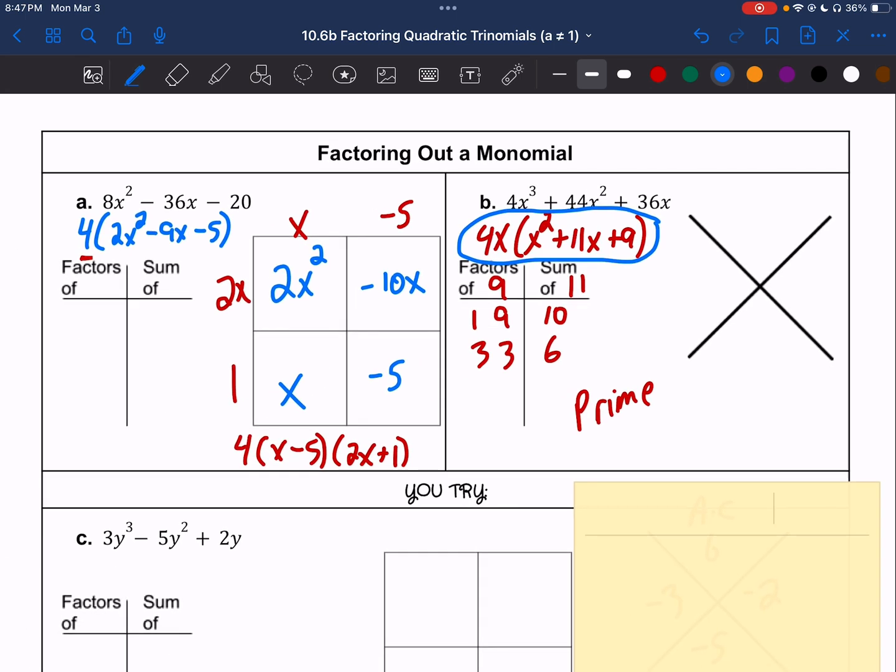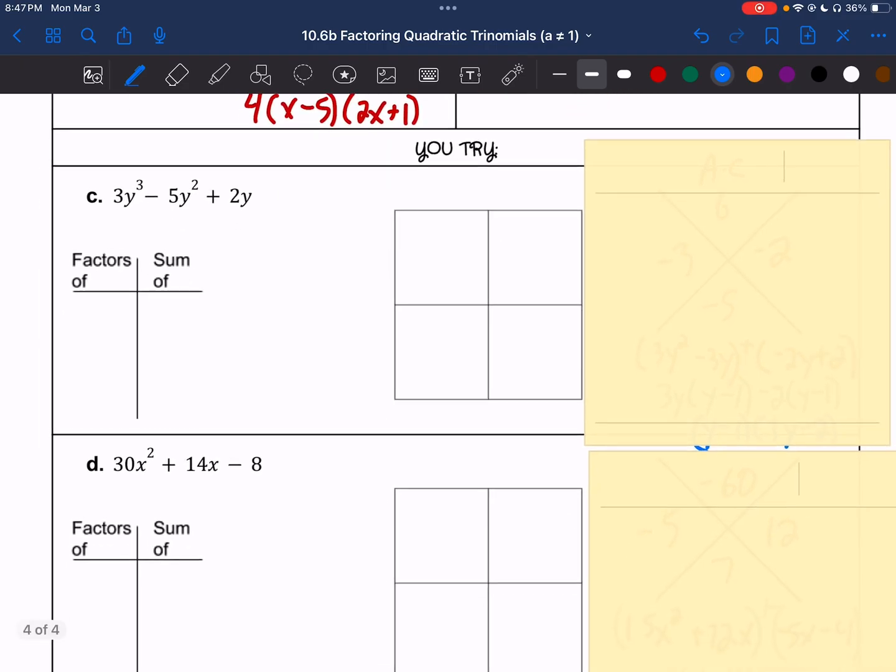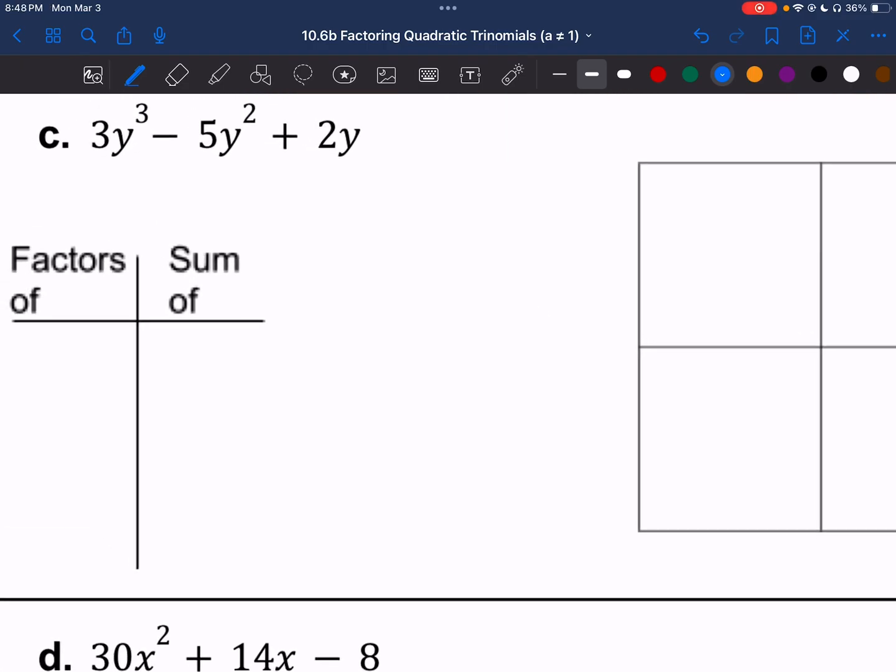Okay. So now we've got letters C and D for you to try on your own. Go ahead and do those, and then check your work against mine.